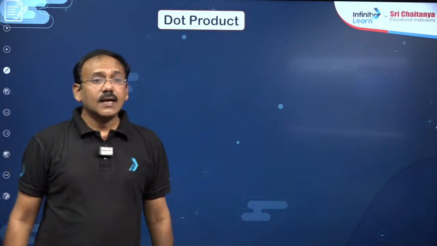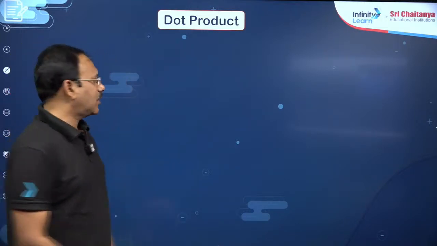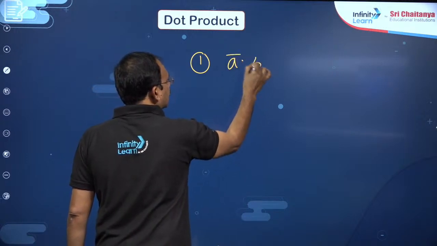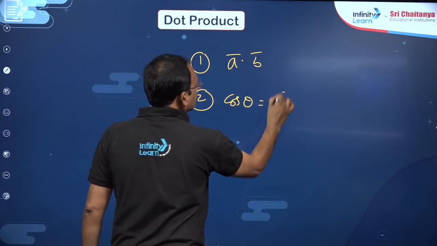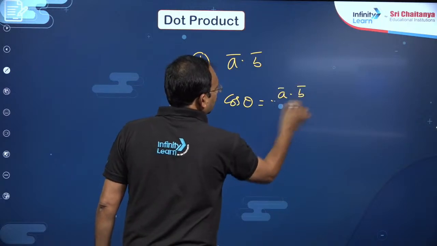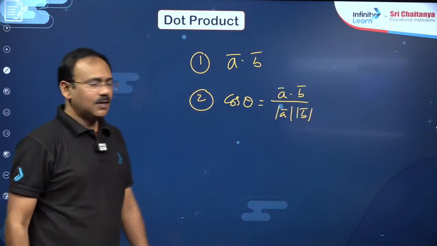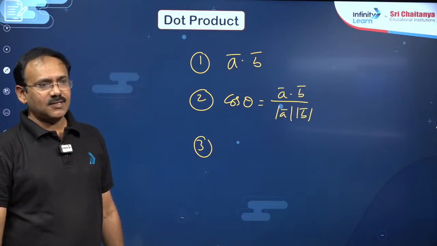Next, my dear friends, coming to dot product, dear students, in dot product most important is anyhow the basic definition: how to find the dot product, and to find the angle between two vectors, cos theta is equal to A bar dot B bar by magnitude of A into magnitude of B. This is one point. And most important is projection, my dear friends.